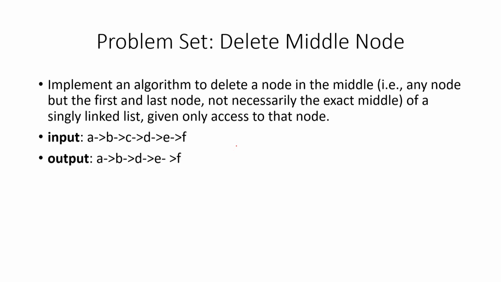Next problem is deleting the middle node. So this question is related to the linked list. You need to implement an algorithm which deletes a node in the middle of a singly linked list, given only access to that node. So let's say that we have A, B, C, D, E, F. It's a singly linked list, and we need to remove the middle. The middle is C or D. But let's assume that we need to remove C. So what do we do here?